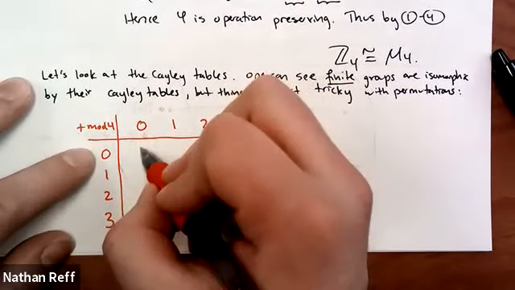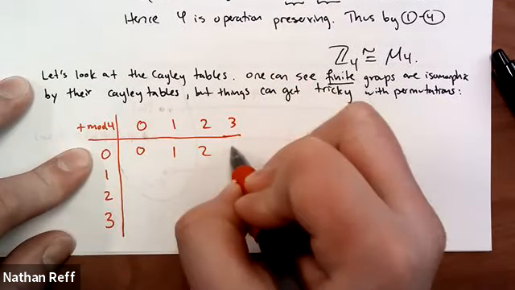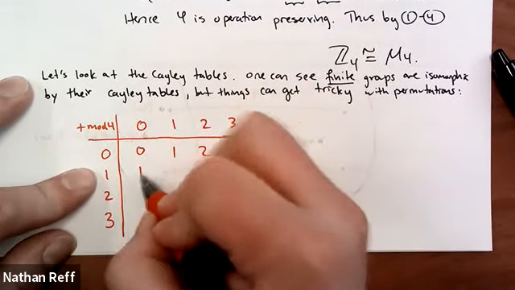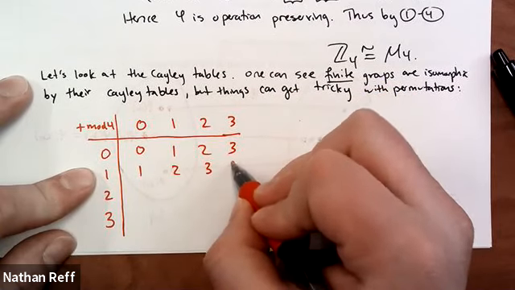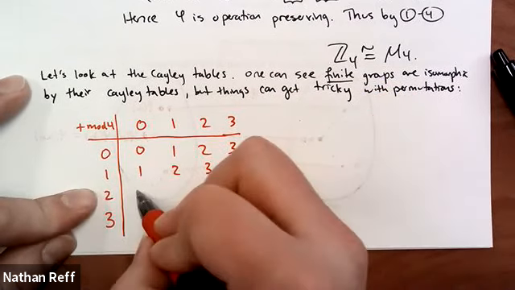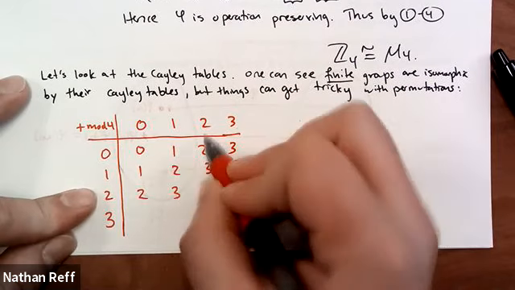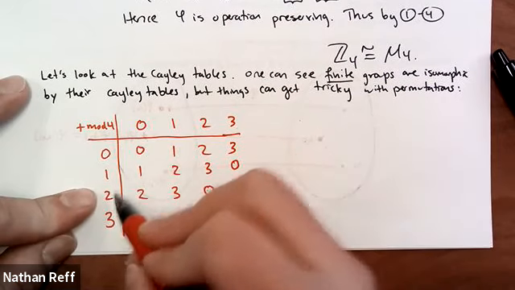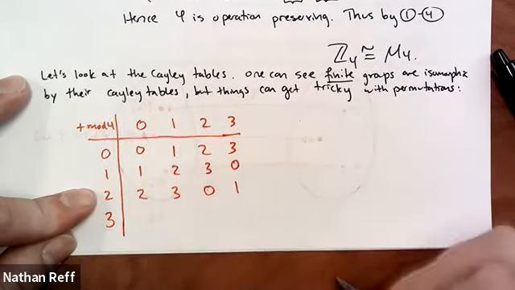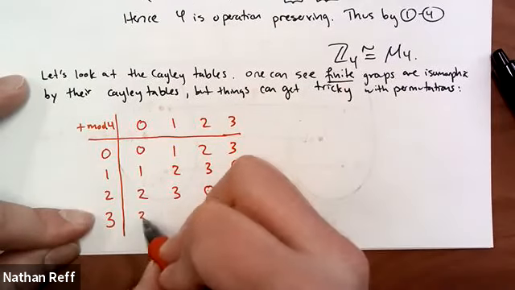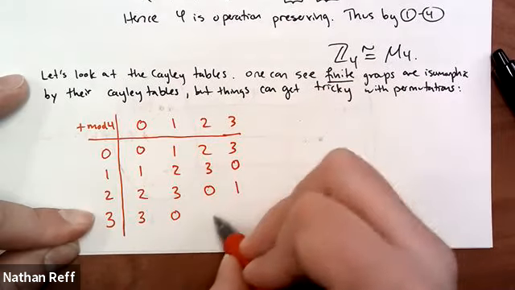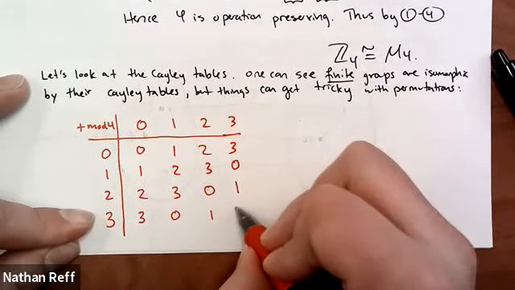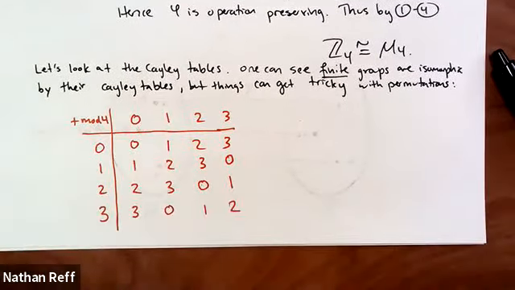So 0, this is the identity, so I'm just going to repeat what's above, right? Add 1 to all these, 2, 3. 1 plus 3 is 4, but modulo 4 is 0, right? And then 2, 3, 4 modulo 4 is 0. 5 modulo 4 is 1, right? And then 3, 4 modulo 4 is 0. And then 5 is 1, and 6 is 2. So there's our Cayley table.